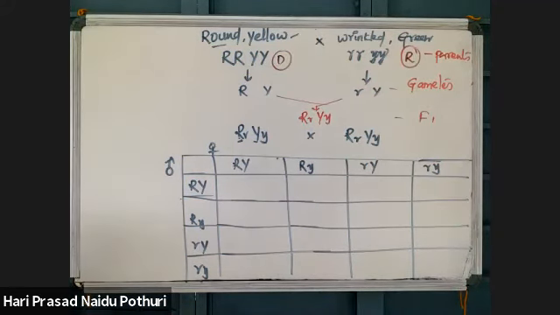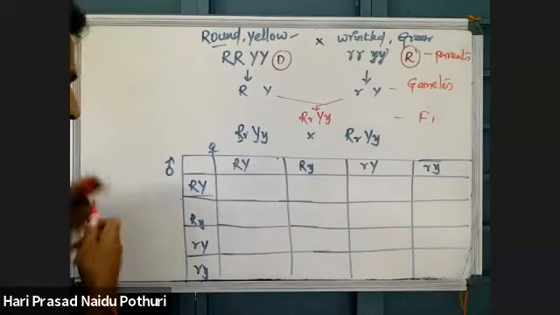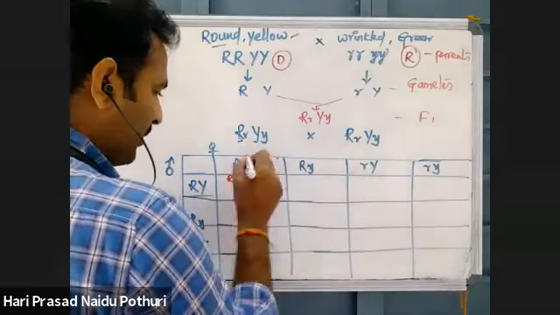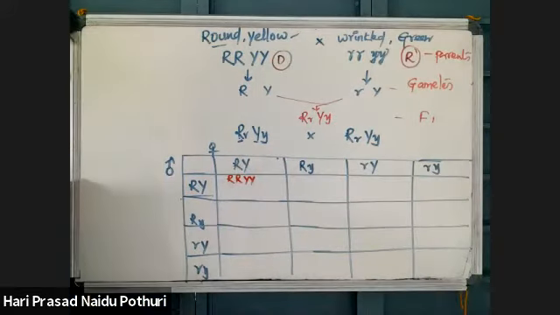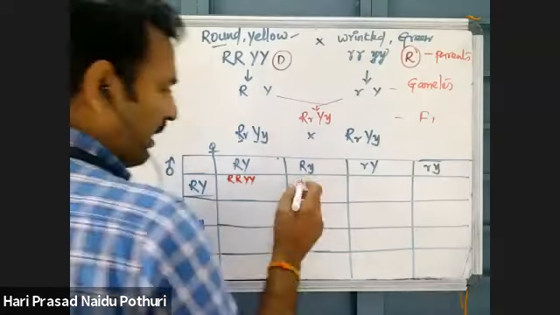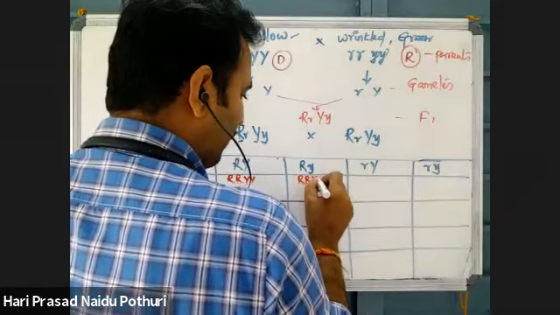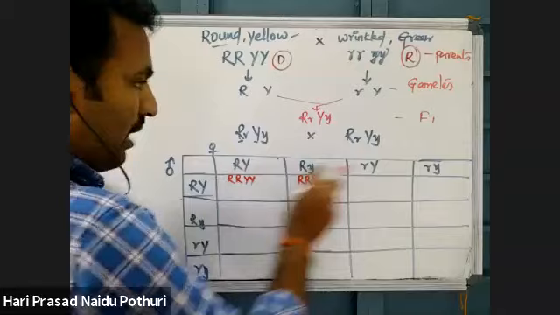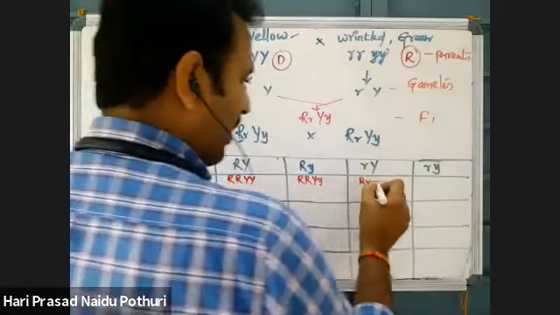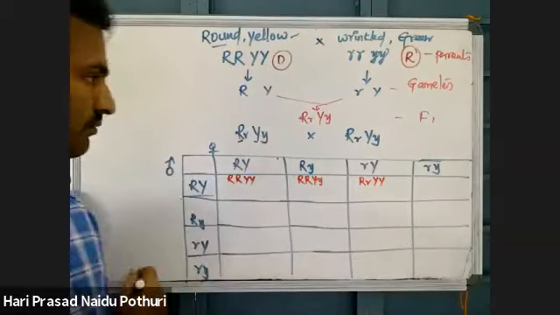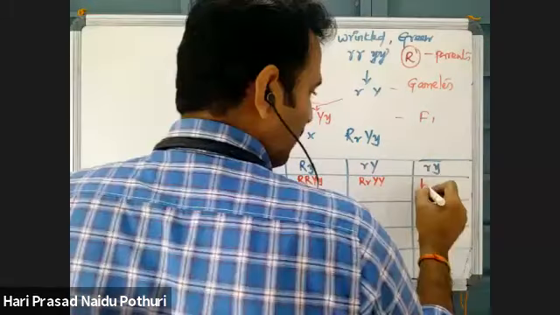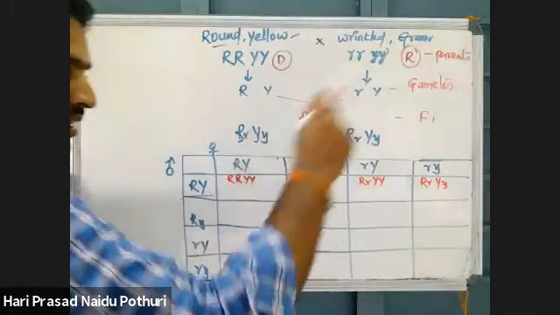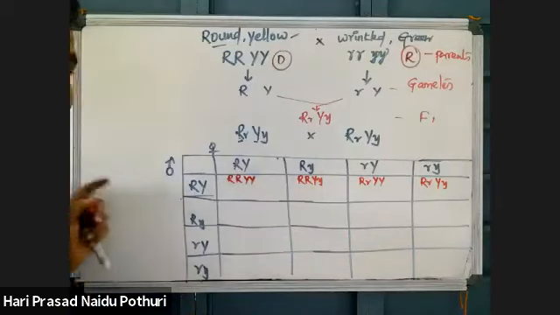Okay, now upon fusion, what will happen? Capital R, capital R, capital Y will be offspring. Then capital R, capital R, capital Y, small y. Right? Next, capital R, small r, capital Y, small y. Capital R, small r, capital Y, small y. Write the tabular column big because I need to write characters again.